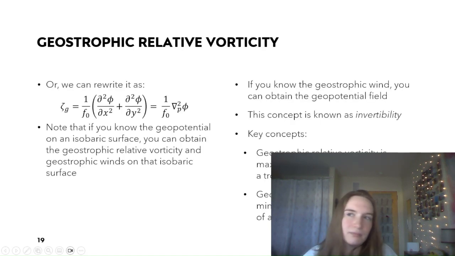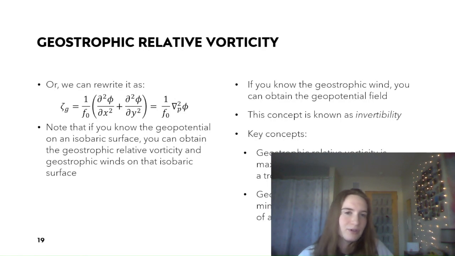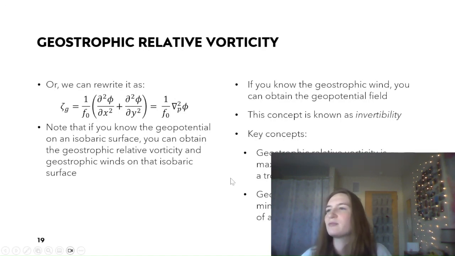We can rewrite that in this way. I know it looks scary, I promise it's not. You'll understand it when you start using it. If you know the geopotential, that's this, on an isobaric surface, you can obtain the geostrophic relative vorticity and the geostrophic winds. And if you know the geostrophic wind, and therefore the geostrophic relative vorticity, you can obtain the geopotential.